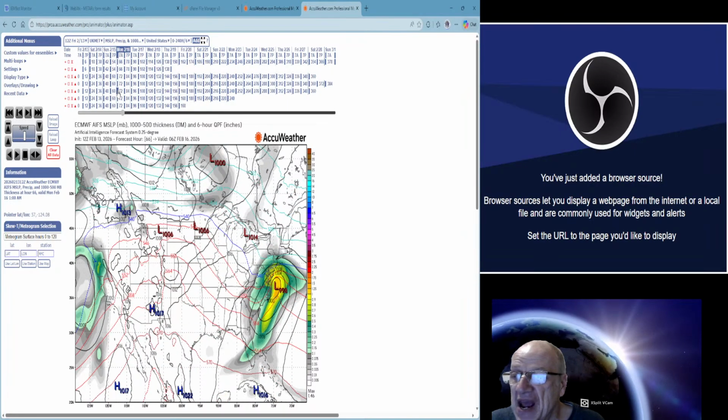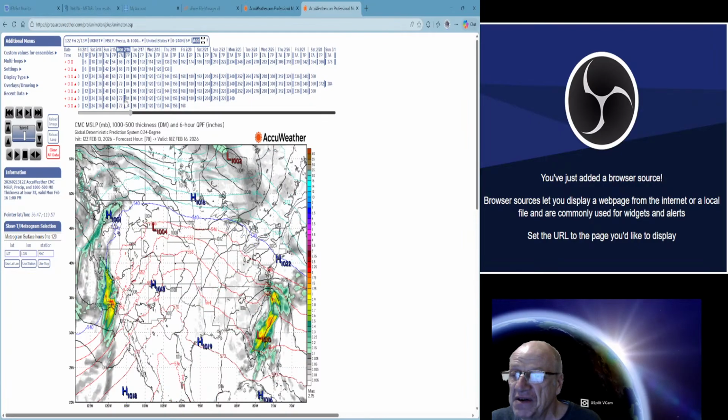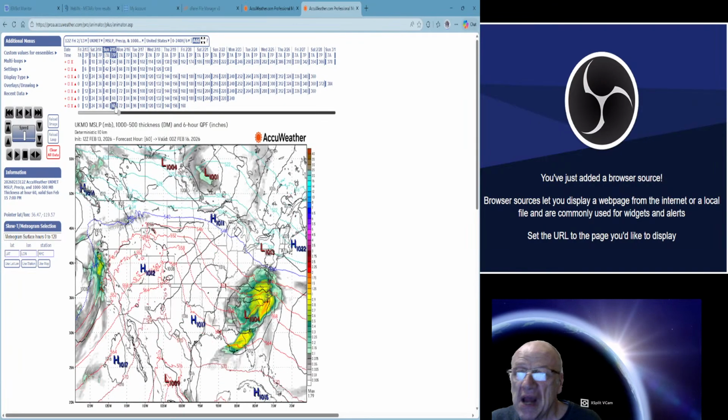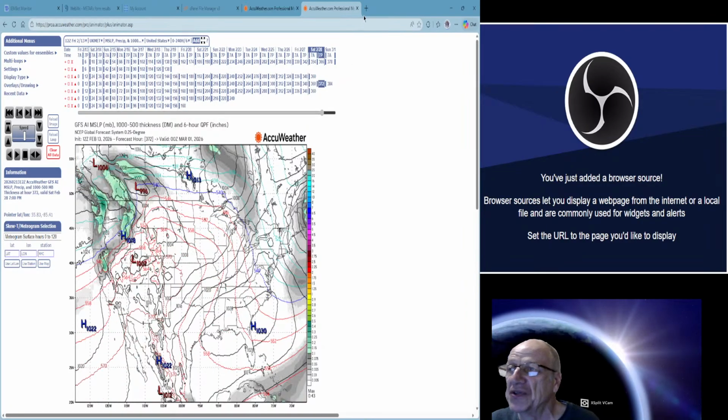And then we have the European AI, which is much further north than yesterday. Remember, it was like going due east off the Carolina coast. And then we look at the Canadian to the south. I'm going to look at the UK Met a little bit further to the north. So now there are some models that are going to the north.